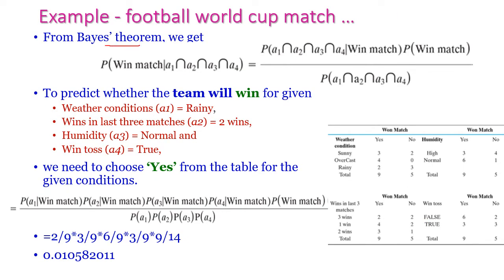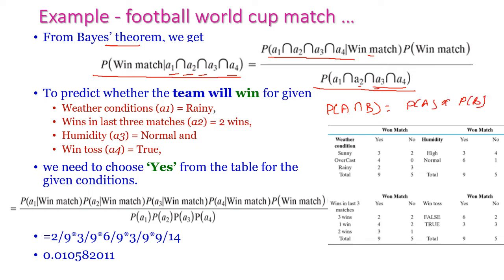Now let us write the Bayes theorem with respect to our problem. The probability of win match given A1, A2, A3 and A4 is equal to the probability of A1 and A2 and A3 and A4 given win match, times the probability of win match, divided by the probability of A1 and A2 and A3 and A4. Now we know that the probability of A and B is equal to the probability of A times the probability of B, isn't it? Hence, this Bayes theorem can be rewritten into this formula.